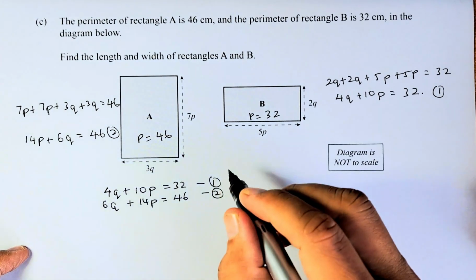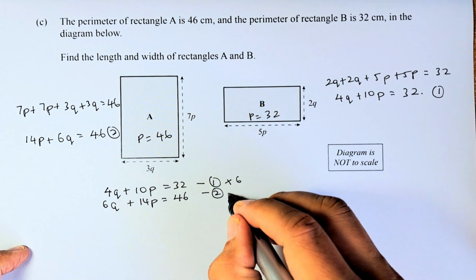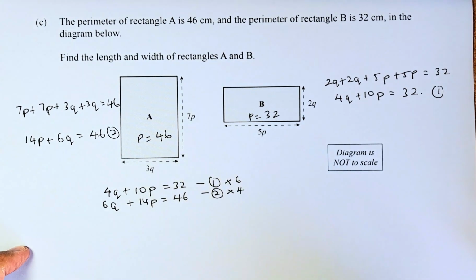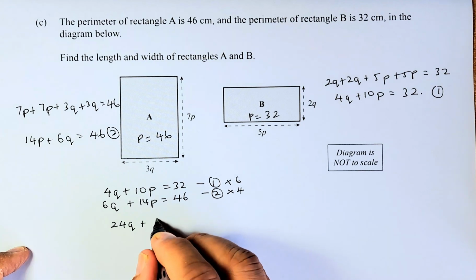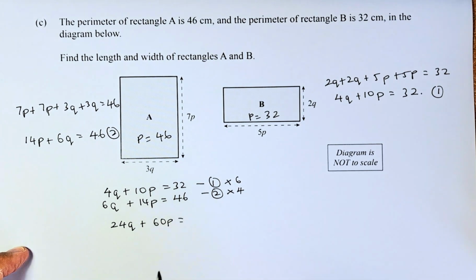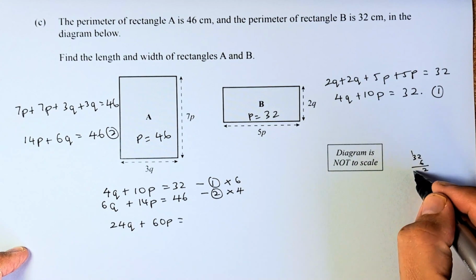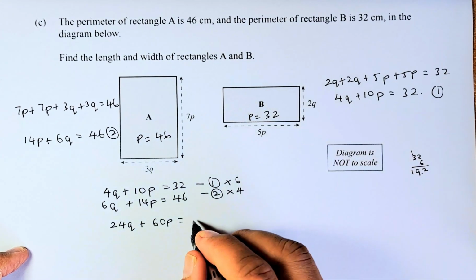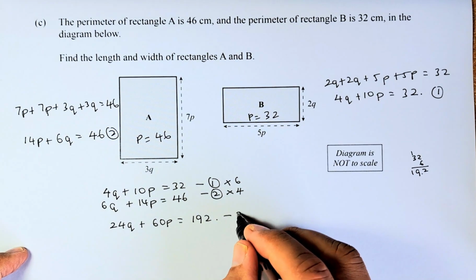So to make it the same, we can multiply the whole top equation by 6 and the bottom one, the equation, by 4. So when we multiply by 6, the first equation now becomes 24Q plus 60P equals 32 times 6, which is 192. That is still an equation, and we name it as equation 3 now.